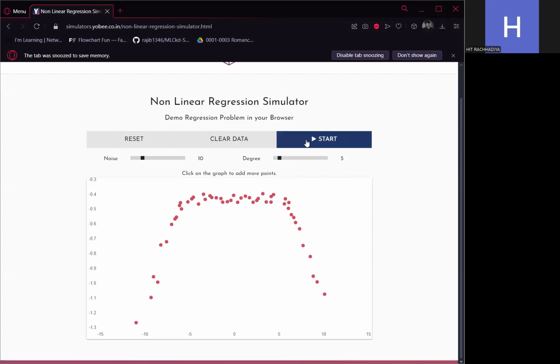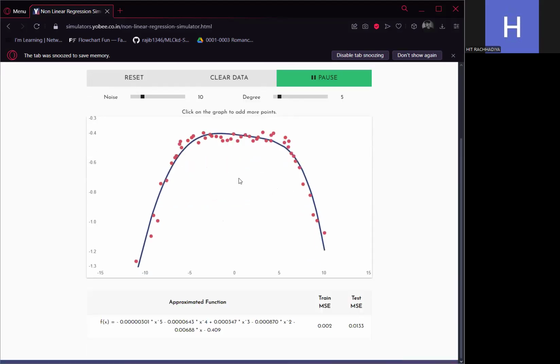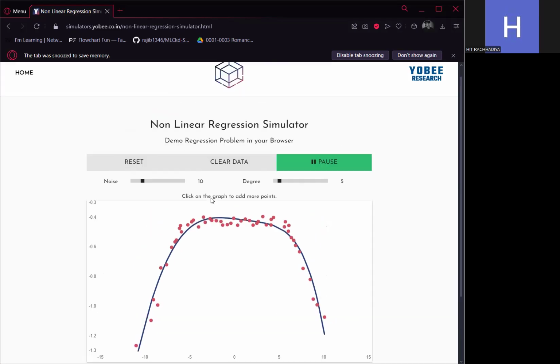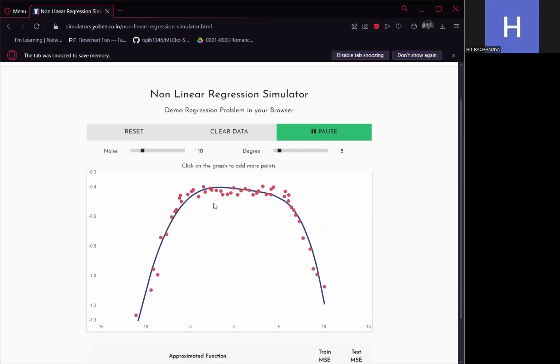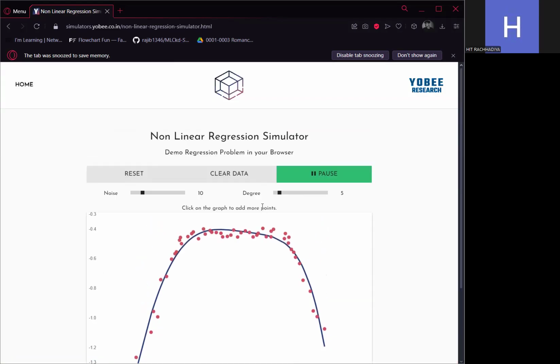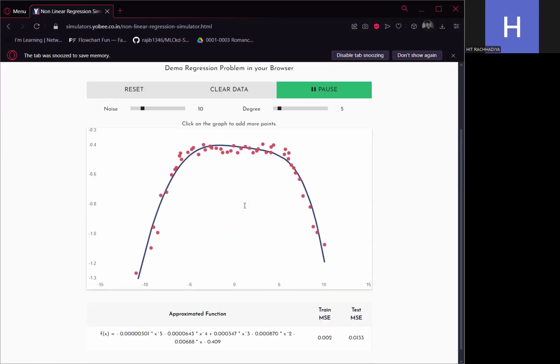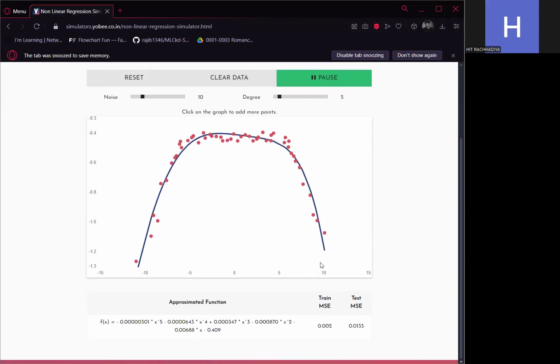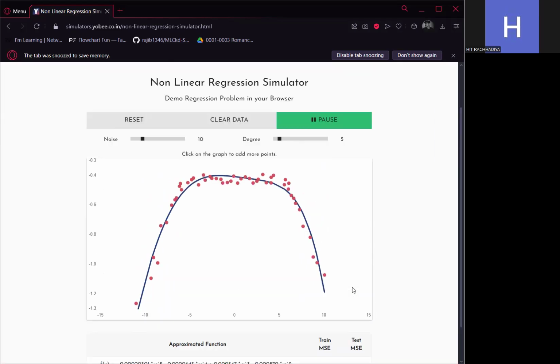So now let's start the simulation, and we can see there is a given best fit line which is not linear in nature. So this is the main difference between linear regression and non-linear regression. For a non-linear data set, we can use non-linear regression, and these parameters are also the same as the linear regression.